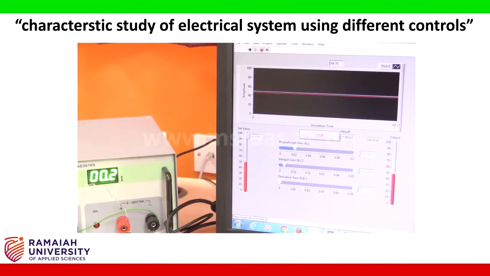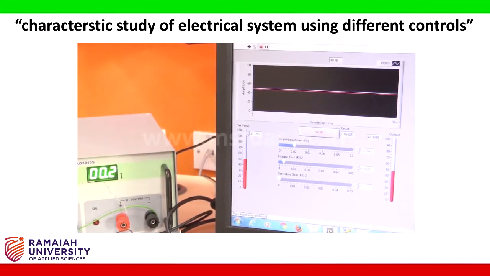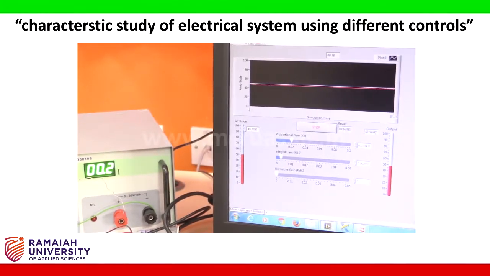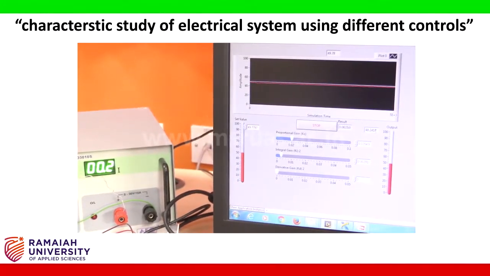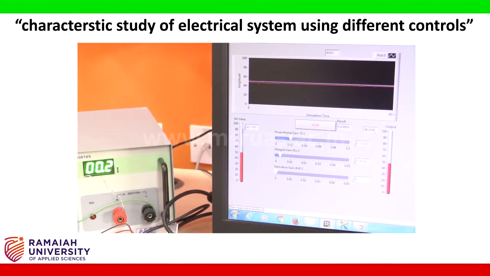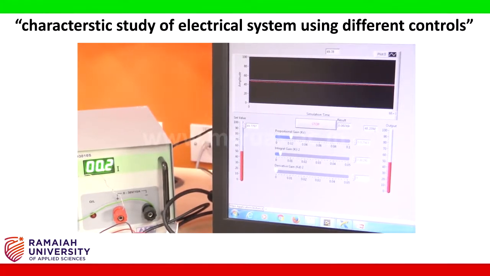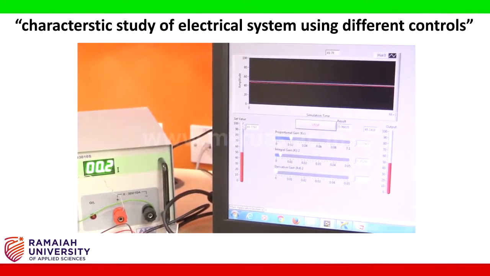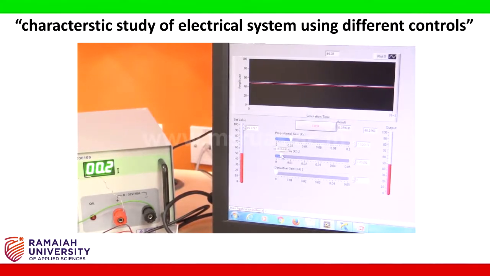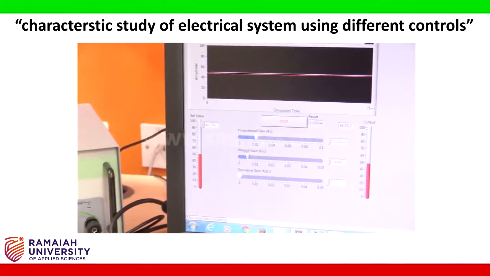So based upon this we can understand that there is an error between your set point and your required output. To decrease that error, which is called an offset error, we have to increase our integral gain. I'm slightly increasing the integral gain.